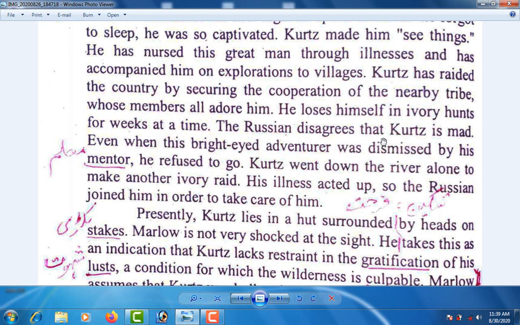The Russian disagrees that Kurtz is mad. Even when this bright-eyed adventurer was dismissed by his mentor, he refused to go. Kurtz went down the river alone to make another ivory raid. His illness acted up, so the Russian joined him in order to take care of him.